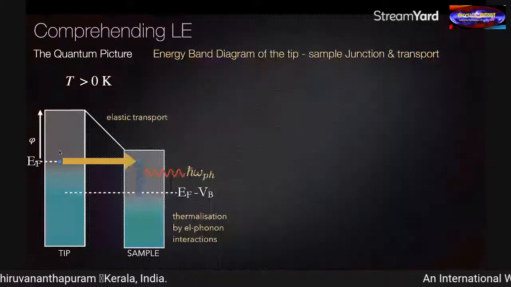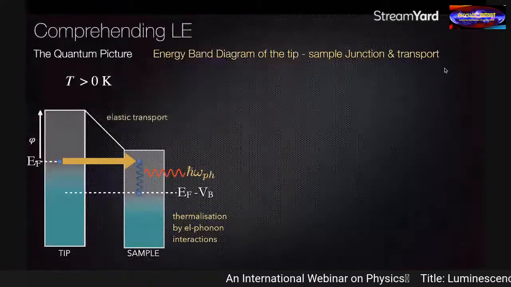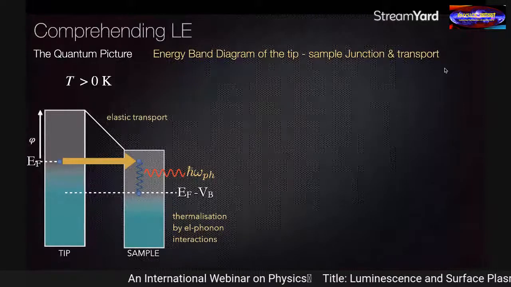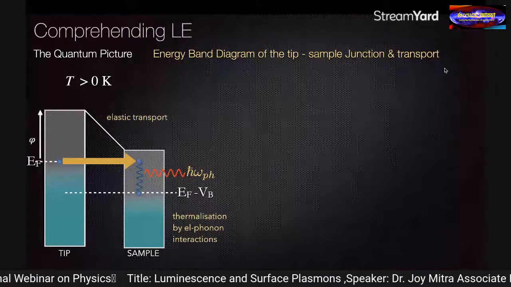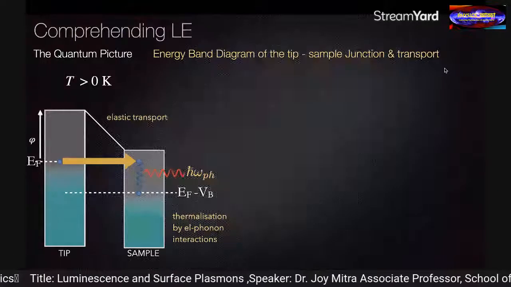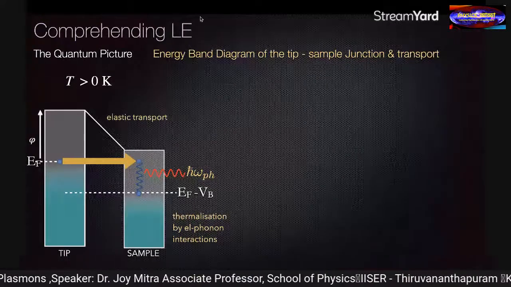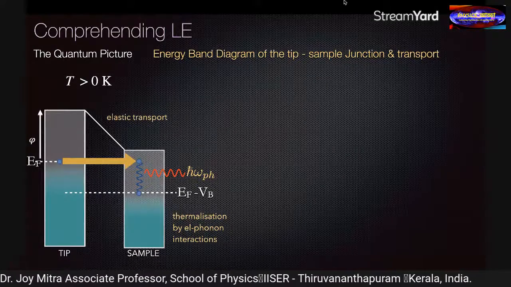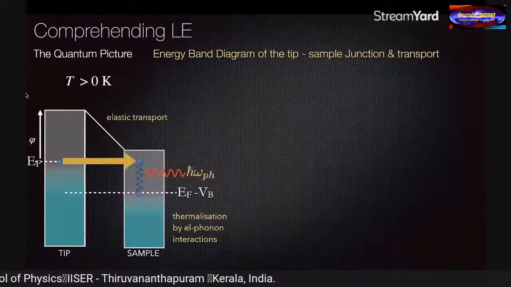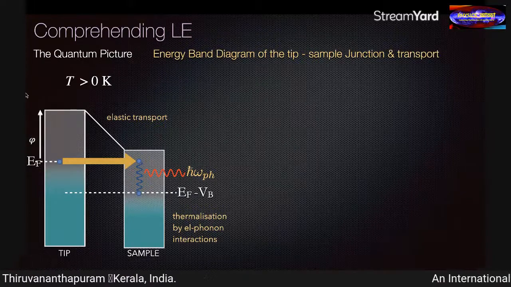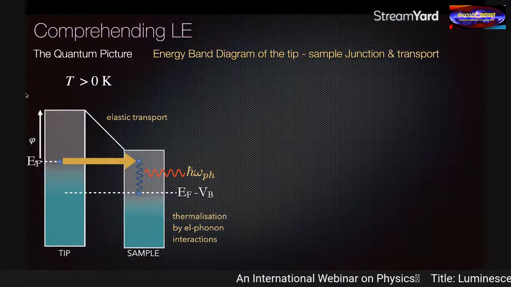And so if you bring the tip and the sample together, by quantum mechanical tunneling, one of the properties of quantum mechanical tunneling is that it hardly loses any energy. This kind of tunneling is known as ballistic tunneling or elastic transport. It doesn't lose energy. So an electron from the tip moves to the sample, however, it doesn't lose any energy. And when it goes to the sample, it couples to the phonons and thermalizes.